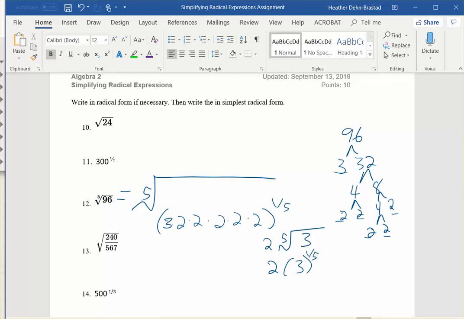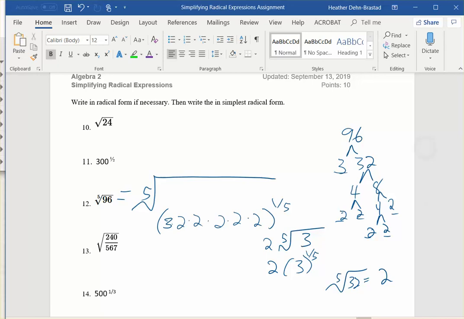So the 3 will still be inside of that radical, and it'll still be to the 5th root or to the 1/5 power. The 2, however, because the 5th root of 32 is equal to 2, then that gets to come out of the radical, and you just write it like that.